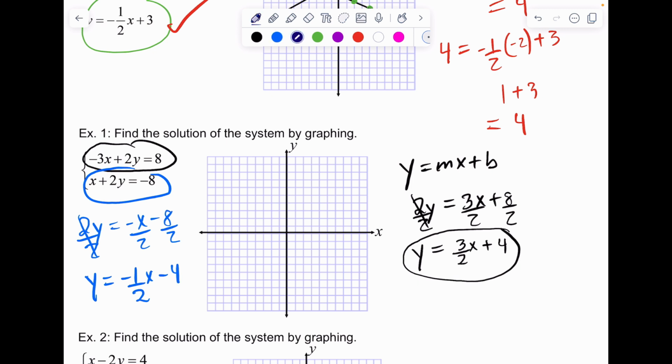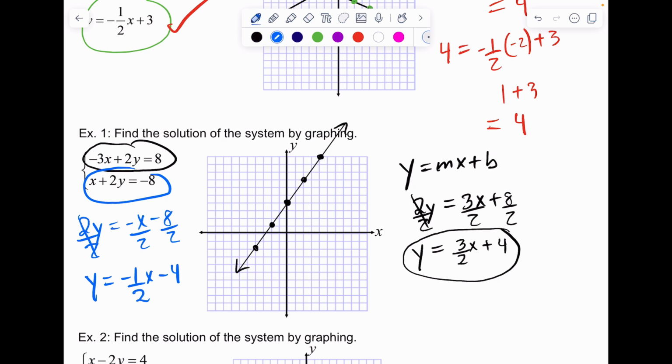So let's graph this first one. The y-intercept is 1, 2, 3, 4. The slope is up 3, 2 to the right, up 3, 2 to the right, backwards, down 3, 2 to the left, down 3, 2 to the left. Connect those dots, and we have my first line there.